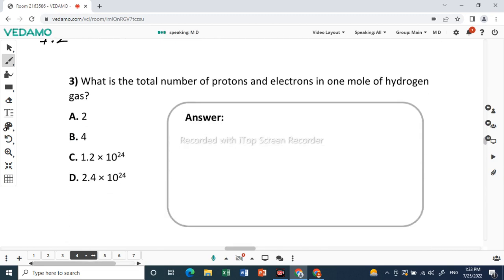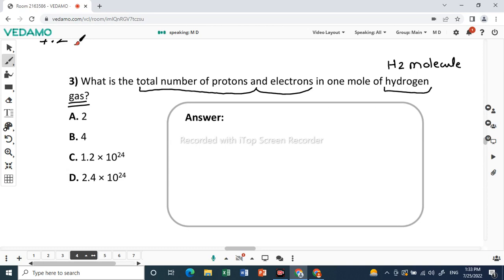Continuing with question number 3. The question is asking about the total number of protons and electrons which are present inside 1 mole of hydrogen, which is a gas. Now, in this question, we have several things that we should start thinking about. When talking about hydrogen gas, I'm talking about hydrogen as a molecule, since hydrogen in nature is present as a molecule, not as a single atom.